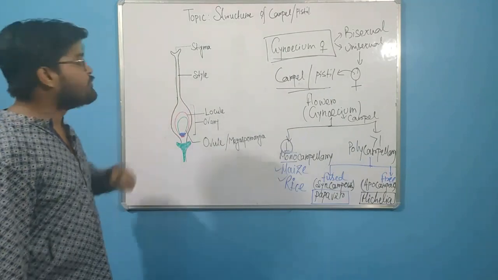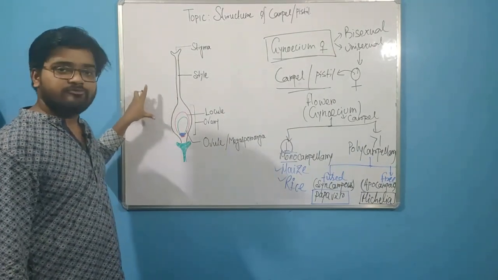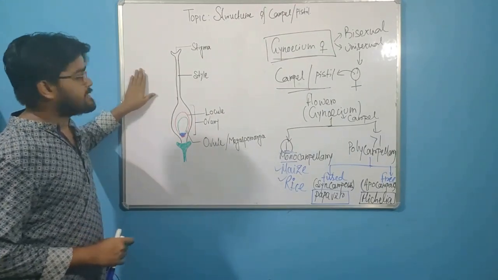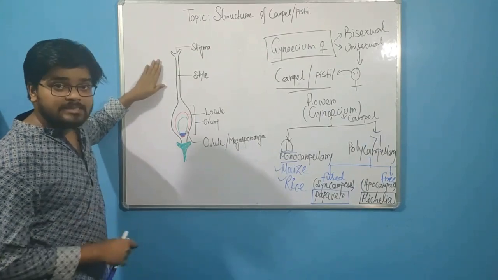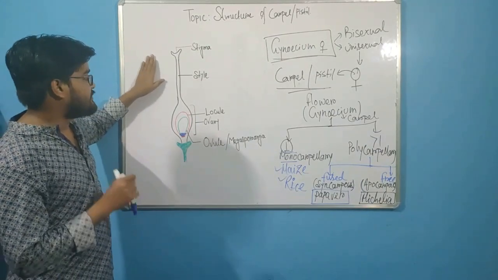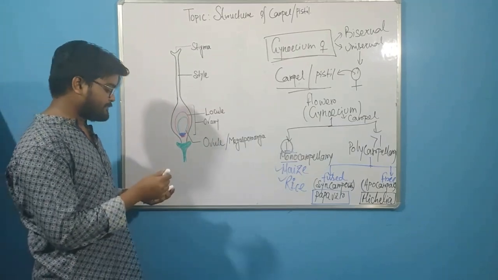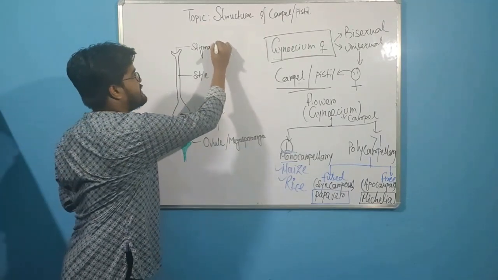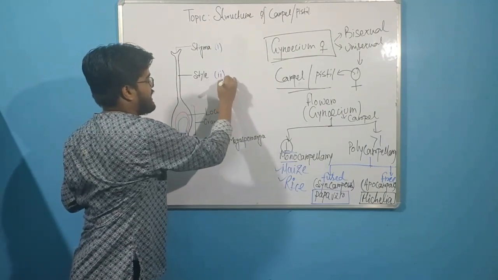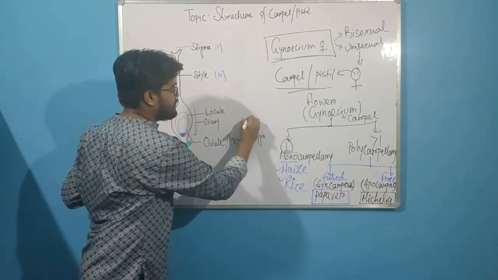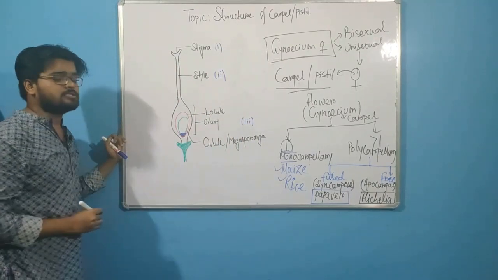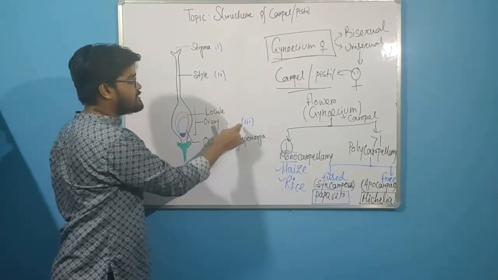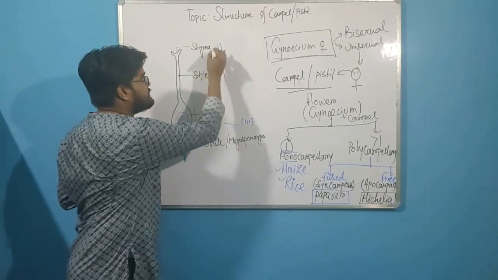Now let's move into the detailed structure of a pistil or carpel. Listen to it very nicely and observe each thing very minutely. The carpel has a total of 3 parts. What are the 3 parts? The first part is the stigma, the second part is the style, and the third part is the ovary. So the carpel has a total of 3 parts.